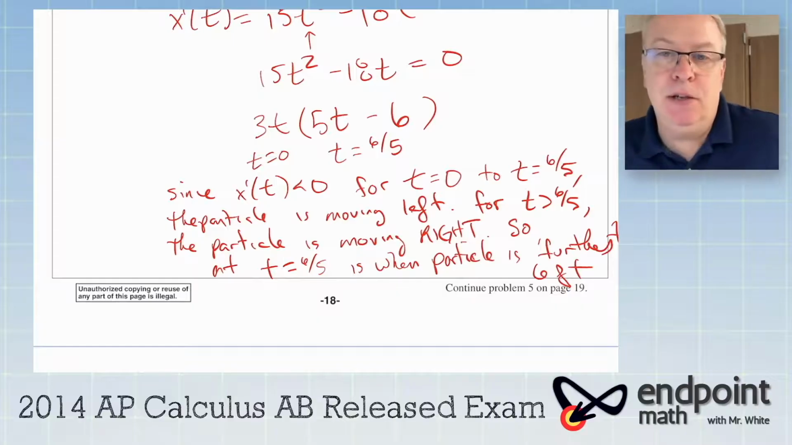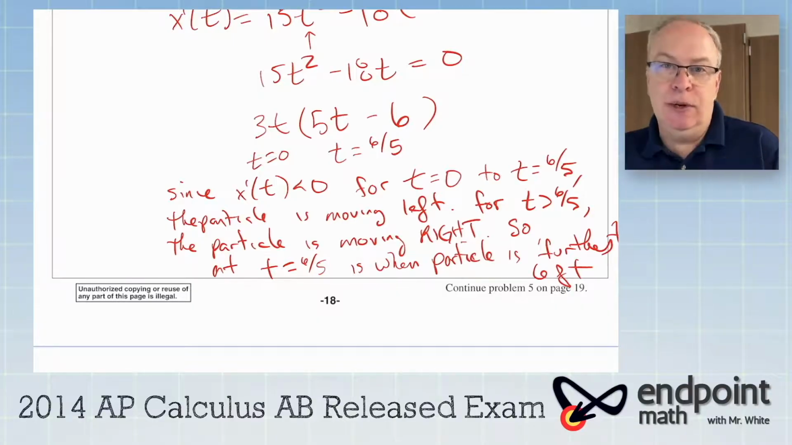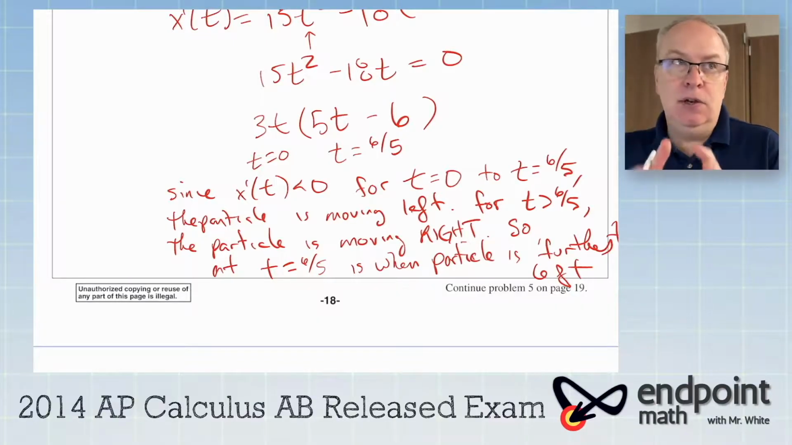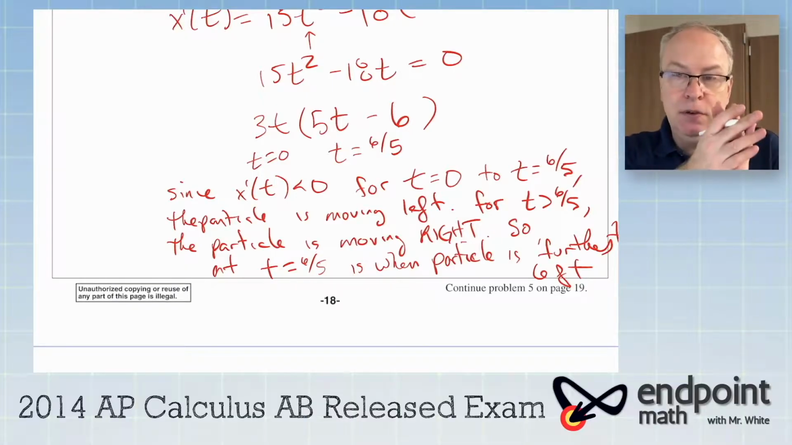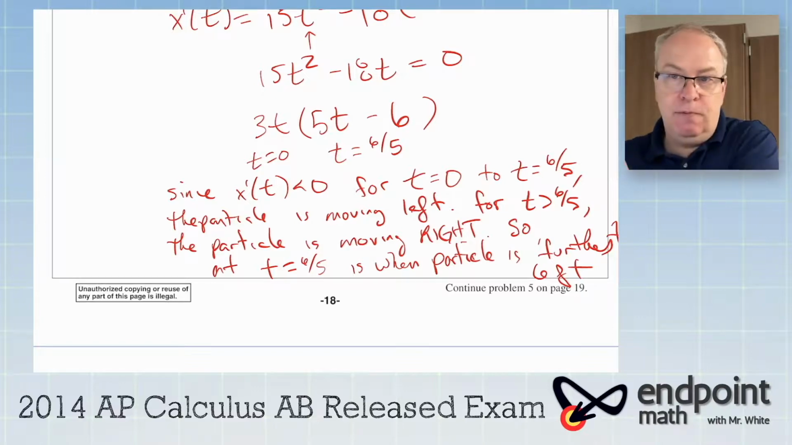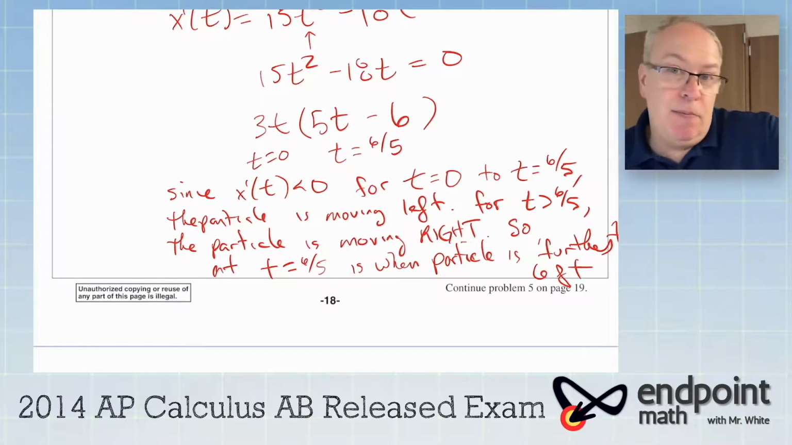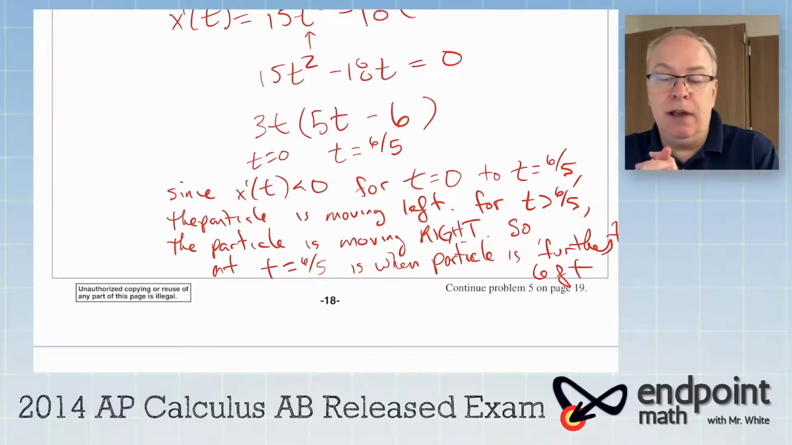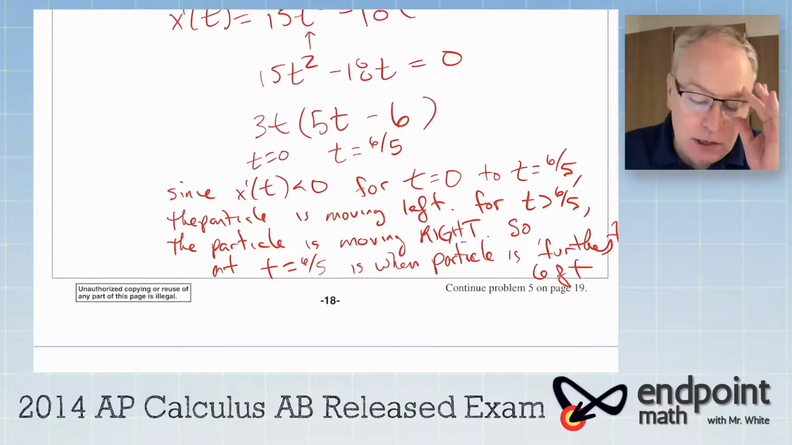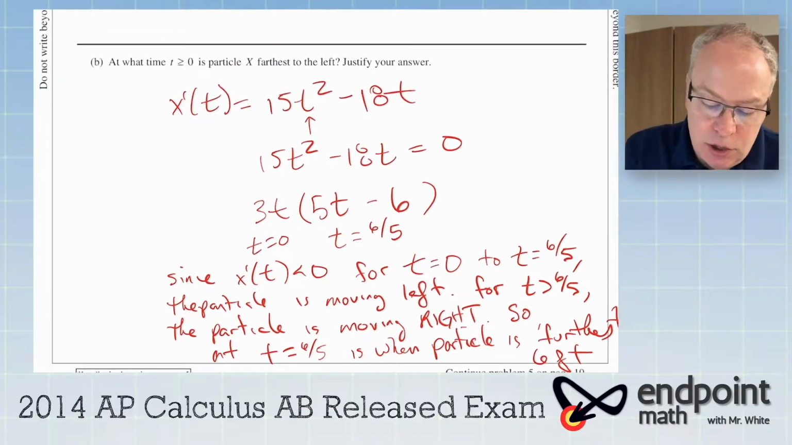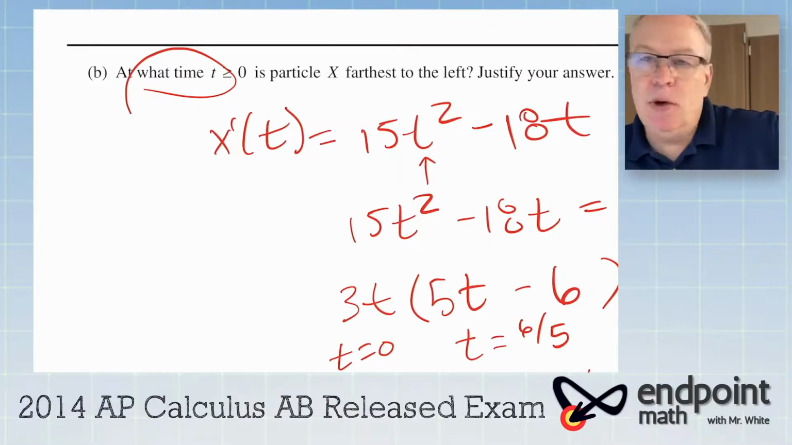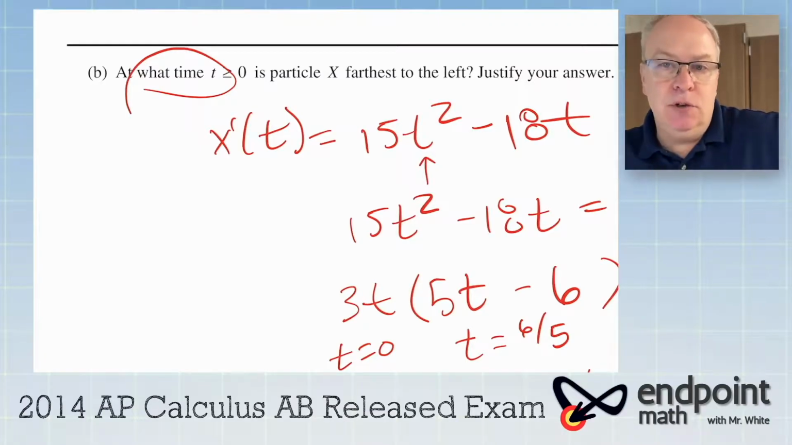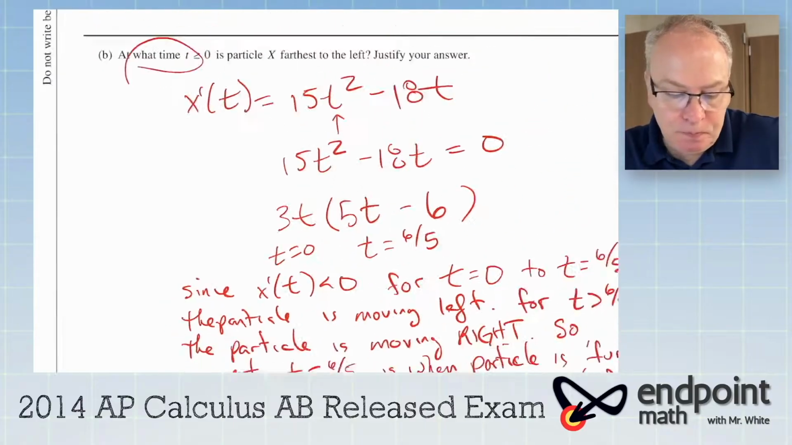And I know I wrote a lot there. You could probably summarize that a little better. But you have to really lay out your reasons for that. Since the derivative is negative from 0 up to 6/5, and then from 6/5 to infinity, the derivative is now positive. So then it's moving to the right. So it must have been furthest to the left at 6/5. Now notice in the question, it doesn't say how far to the left does it go. It just wants the time. So don't do extra work here. They just want the time.